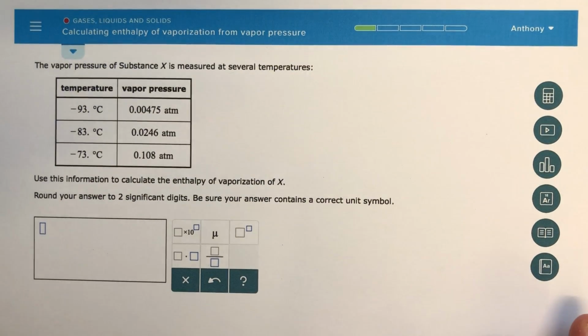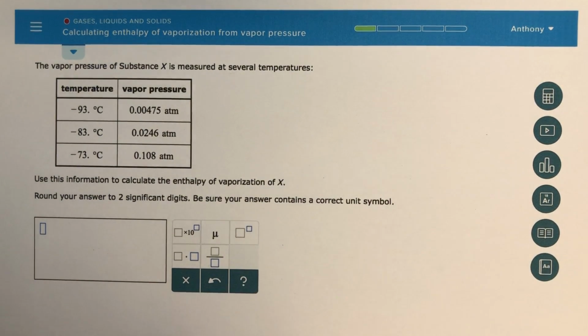Right, welcome back. This is another ALEKS topic. It's called Calculating Enthalpy of Vaporization from Vapor Pressure. And this is a fairly straightforward topic.